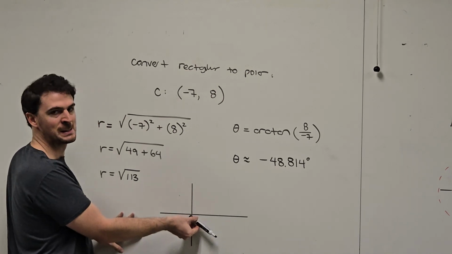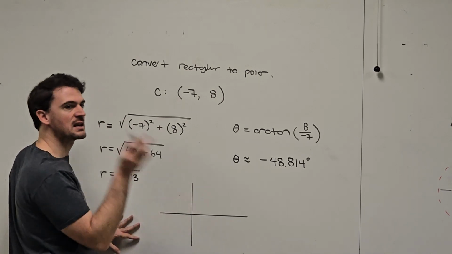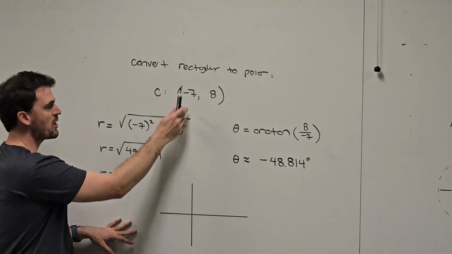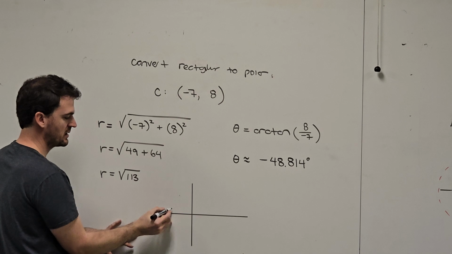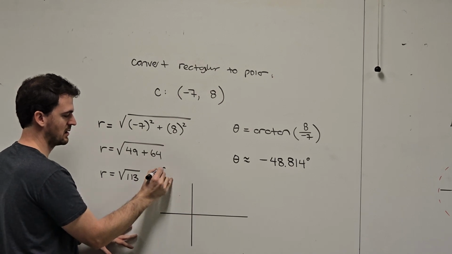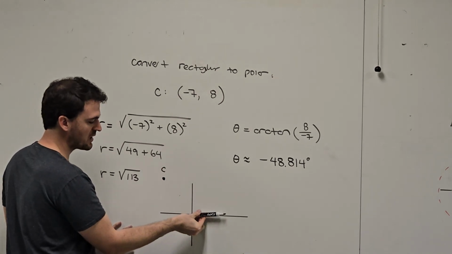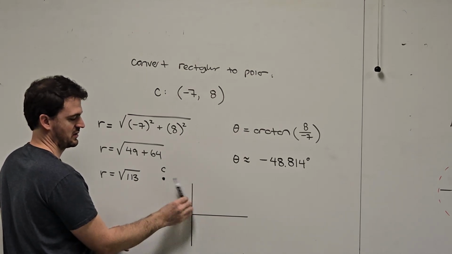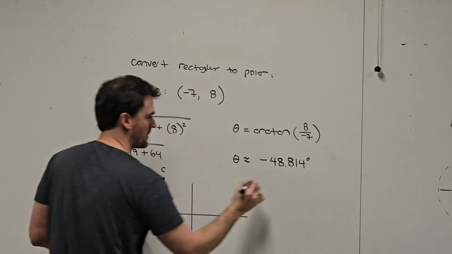Right. The angle's in the wrong quadrant. If you think about where we really want to end up, -7, negative 7, 8. Uh-oh, my calculator is giving me an angle here. So you have to add 180.